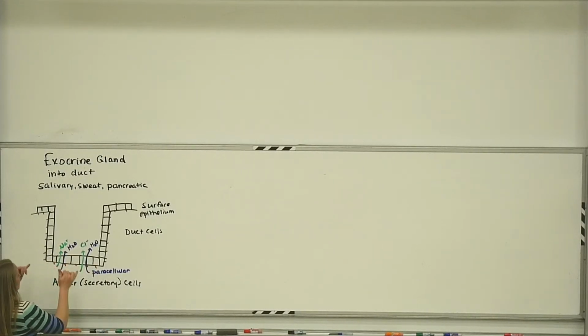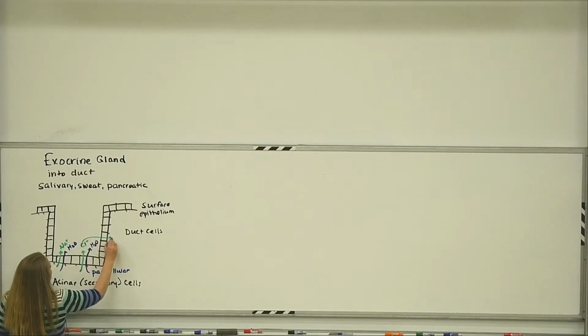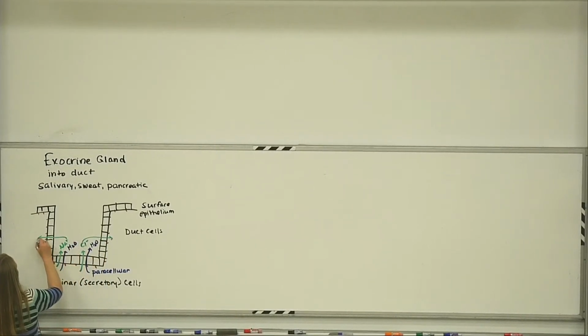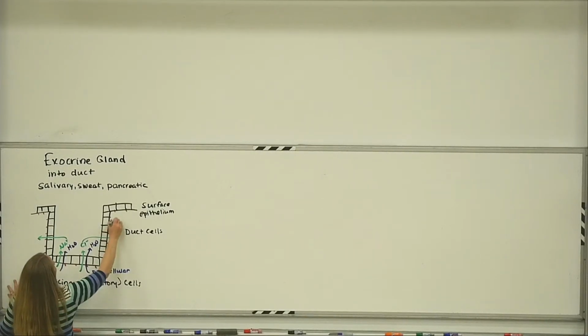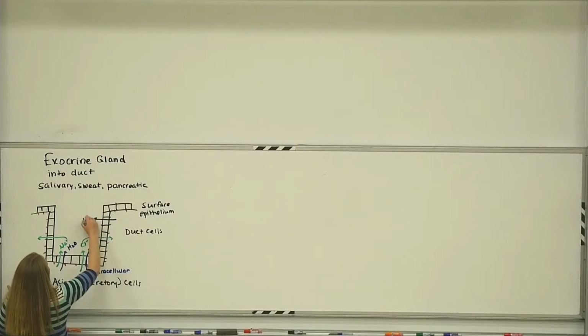But then we're going to switch them out, put these sodium and chlorides back through these duct cells, and replace them with bicarbonate and potassium.